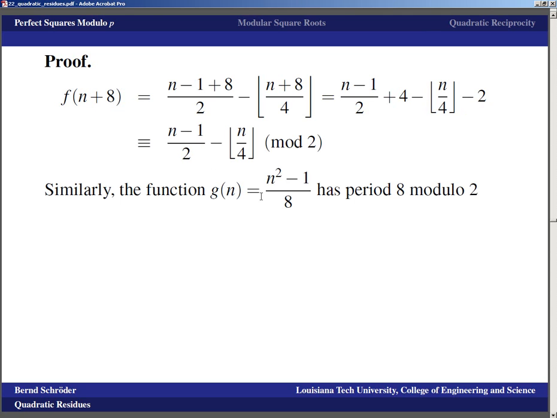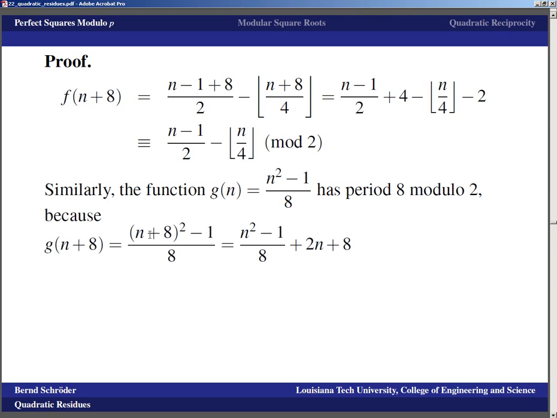Similarly, the function g of n equals (n squared minus 1) over 8 has period 8 modulo 2, and that's because g of n plus 8 is ((n plus 8) squared minus 1) over 8. When you work that out, you end up with (n squared minus 1) over 8, and then you also have 2 times 8 times n over 8, which is 2n, and you've got 64 over 8, which is 8, and that's, of course, (n squared minus 1) over 8, as we're going modulo 2.